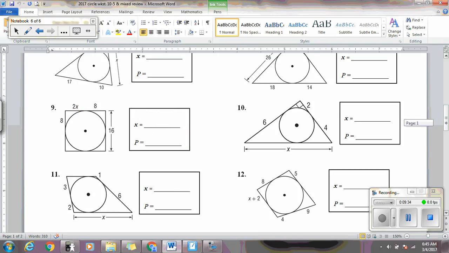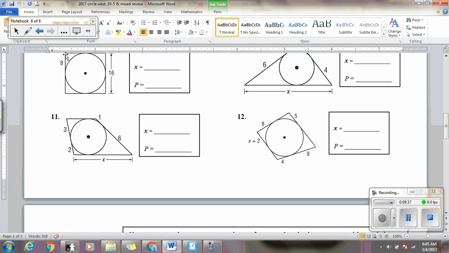And lastly, number 11. The congruent pieces are this one and this one. So this is 3. This is kind of tiny, but there's a 1 here, so there's a 1 here as well. There's a 6 here, so that means this is 6. There's a 2 here, so there's 2 here as well. So again, x is the combination of 2 and 6, so that means it's 8.